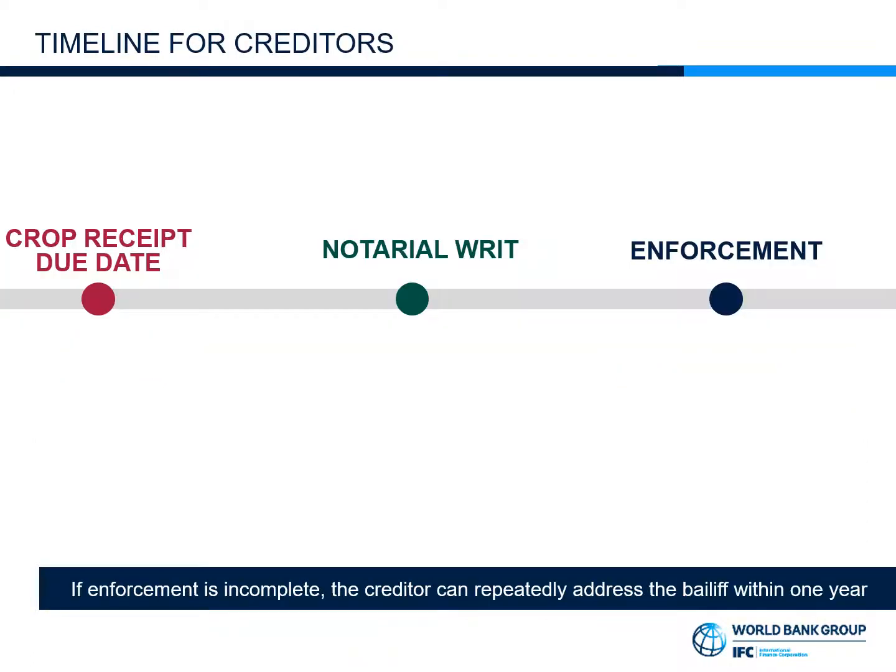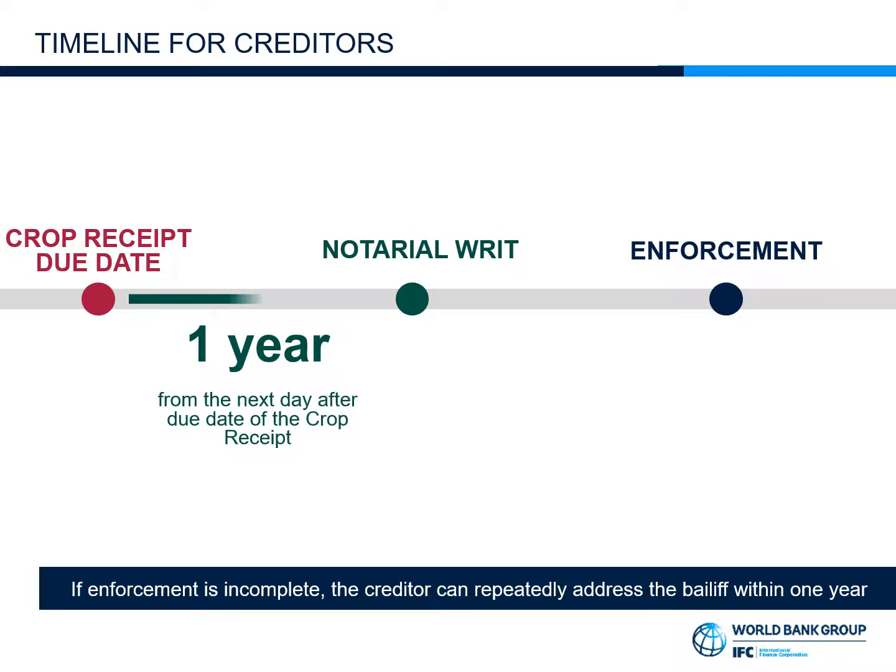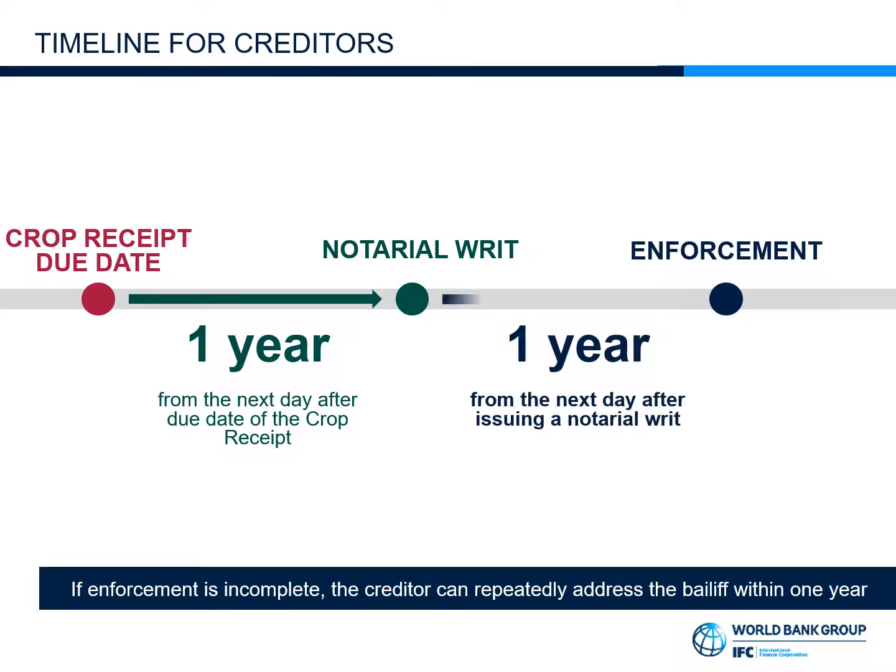A couple of words about the timeline of the enforcement procedure. As defined in the legislation, the creditor can get a notarial writ anytime within 1 year starting the next day after the crop receipt due date. This allows enough time to negotiate with the farmer and agree on alternatives to settle the obligation within the crop receipt. With the notarial writ issued on the crop receipt, the creditor has 1 more year to initiate the out-of-court enforcement proceeding.